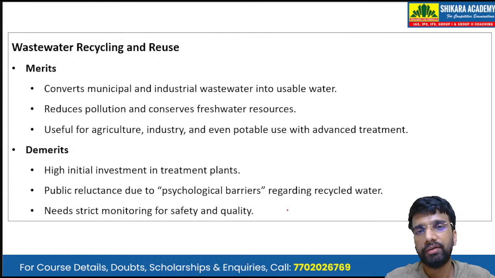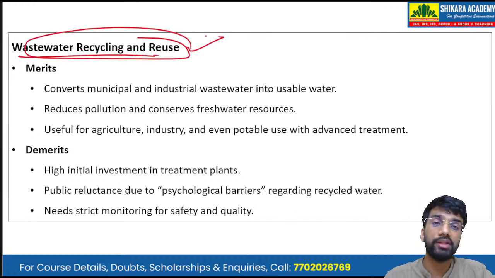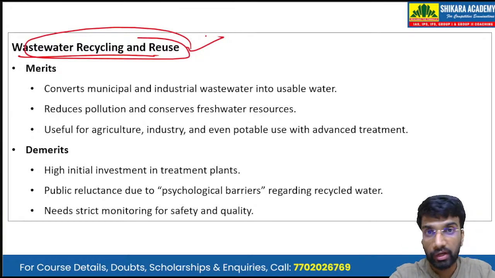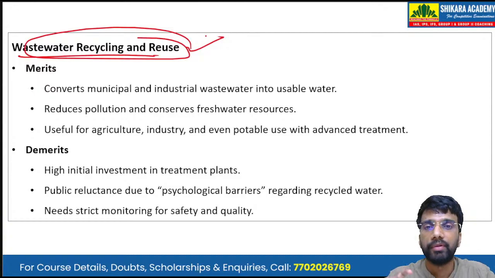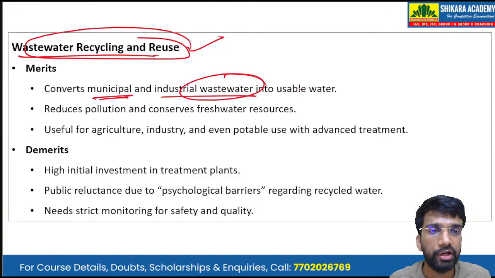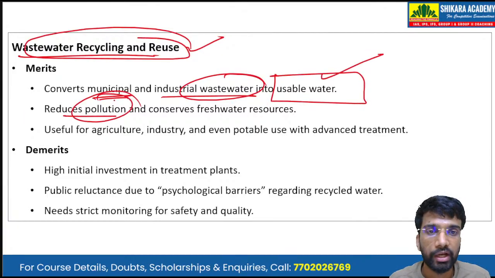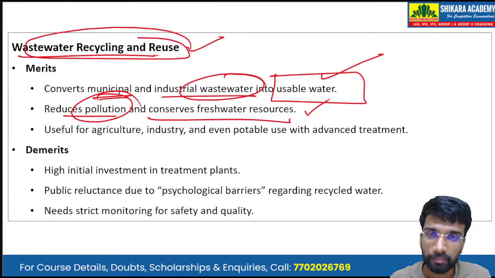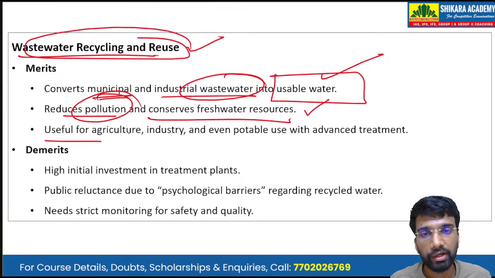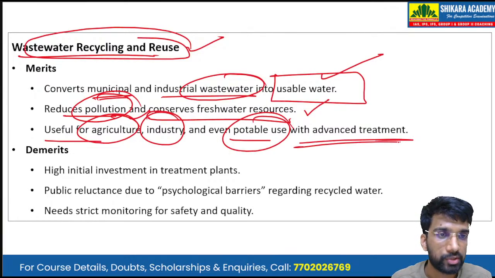The third alternative technology is wastewater recycling and reuse. The wastewater that we are generating in industries or in households, how can we recycle and reuse that water? Merits are that it converts the municipal as well as industrial wastewater into usable water. Second, it reduces pollution and conserves fresh water resources. Third, it is useful in agriculture, industry, and even potable use with advanced treatment.